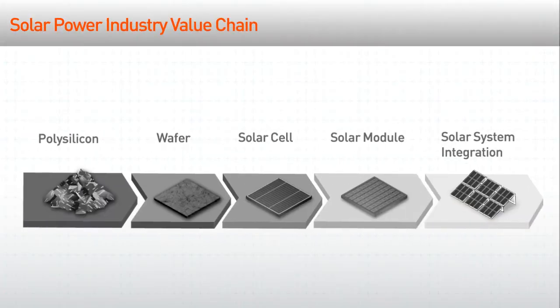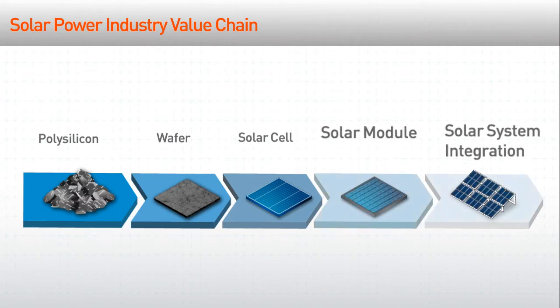The solar power industry value chain consists of the upstream sector, the midstream sector, and the downstream sector.